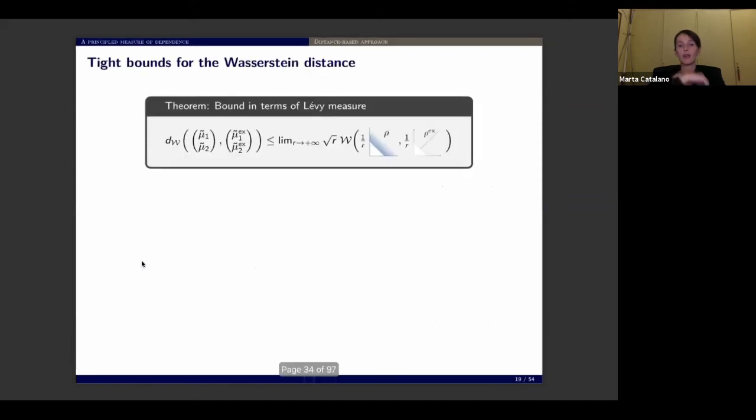Very well. And this was crucial in finding this result, which is one of the highlights of our work, because we managed to bound the Wasserstein distance between the CRVs in terms of the Wasserstein distance between the jump distributions of the compound Poisson approximation. And these jump distributions are expressed directly in terms of the Levy measures. So in this way, we managed to accomplish our second goal.